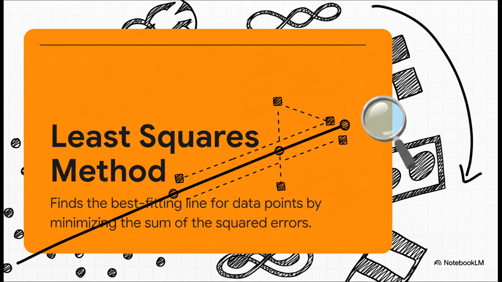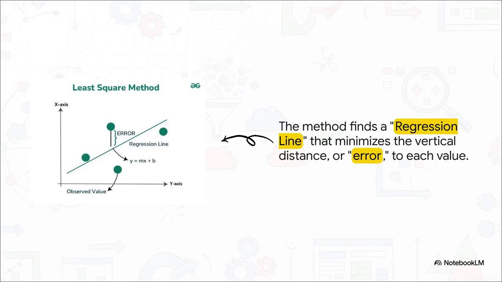The goal is pretty simple. Draw a line through a scatter plot of data that gets as close as it possibly can to all the points at the same time. For any line you might draw, you can measure the vertical distance, that's the error, from the line to each individual data point. The least squares method is all about finding that one unique line where the sum of the squares of all those little errors is as small as it can possibly be.